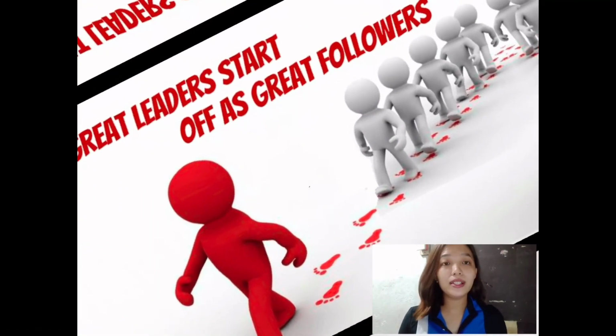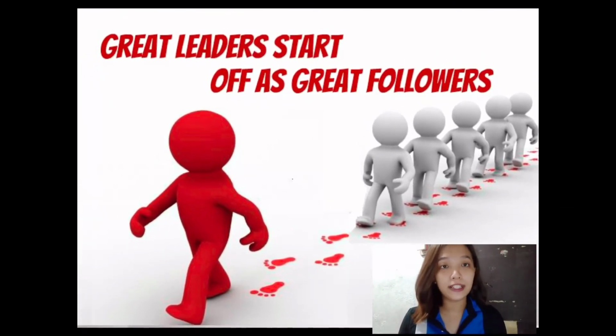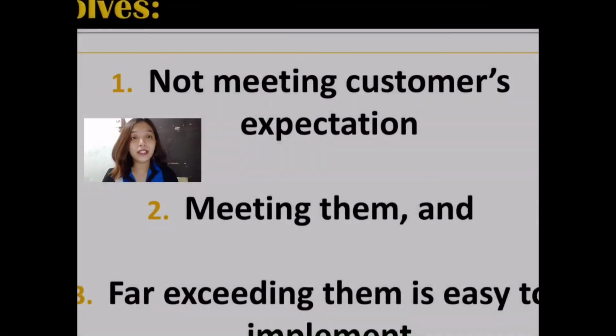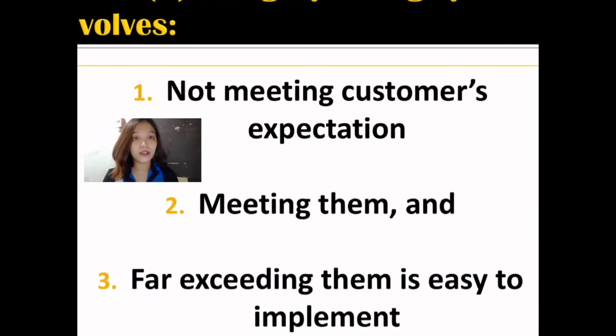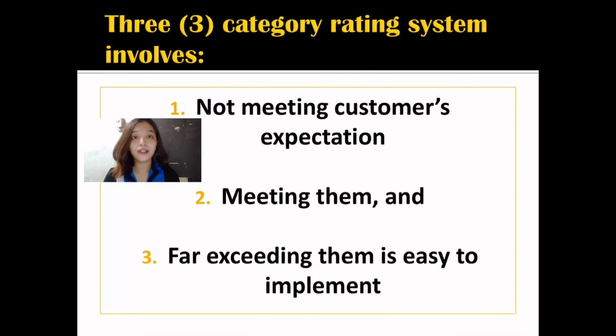The last one is leadership, the action of leading a group of people or an organization. There are 3 categories the rating system involves. Number 1, not meeting customers' expectations. Number 2, meeting them. Number 3, far exceeding them.